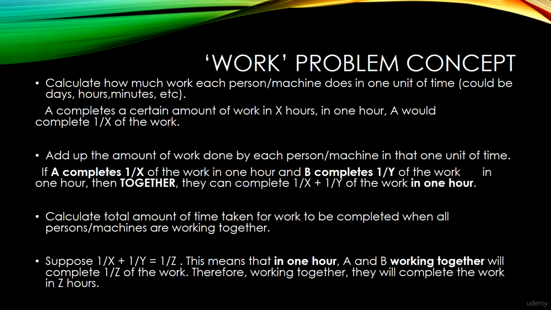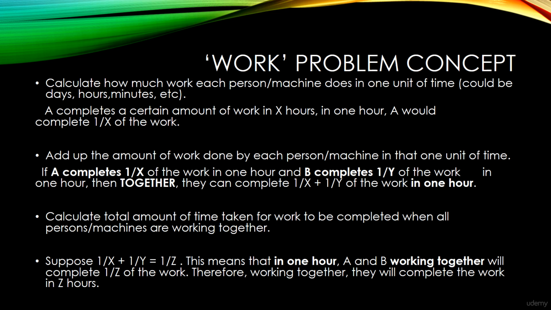Then the next step is to add up the amount of work done by each person or machine in that 1 unit of time. This would give us the total amount of work completed by both of them in 1 hour. For example, if A completes 1 by X of the work in 1 hour and B completes 1 by Y of the work in 1 hour, then together they can complete 1 by X plus 1 by Y of the work in 1 hour.